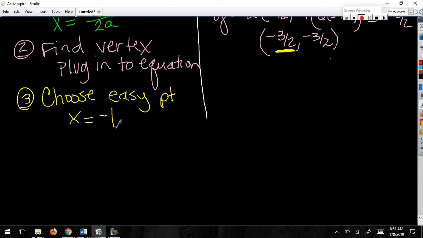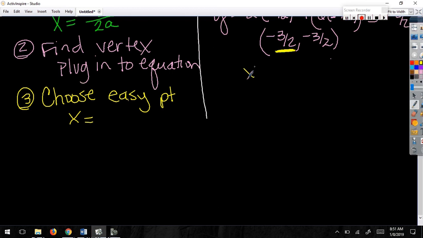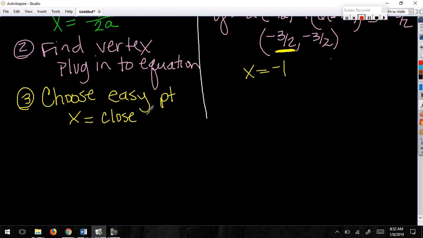Of course, if I was doing this, I would choose 0 because the y-intercept's very easy here. But just for the sake of example, I'm going to choose negative 1. I put that in the wrong place. I should put x equals negative 1 here. Here I should say x equals close to vertex. And again, to find the y that goes with that, what do I do? Plug x in to find y.